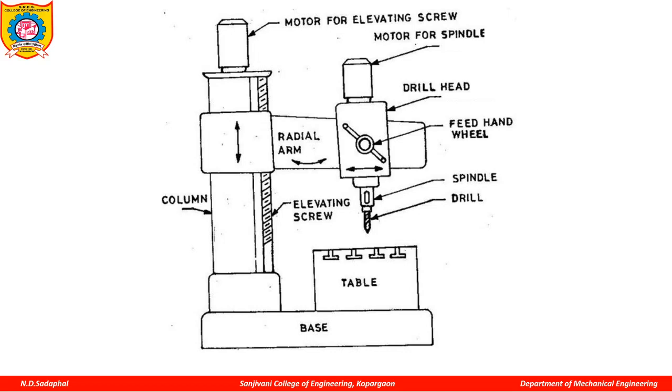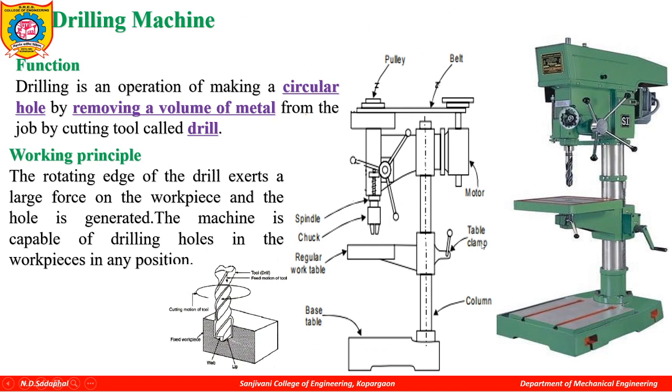This is a block diagram. You can see it is there in your notes also. Generally the motion of the drill is rotating. This rotary motion to the drill can be given with the help of a motor, so we have to provide electricity. So what is the function of a drilling machine? As we know, a drilling machine can be used for making a circular hole inside the workpiece. Okay, so same function is here.